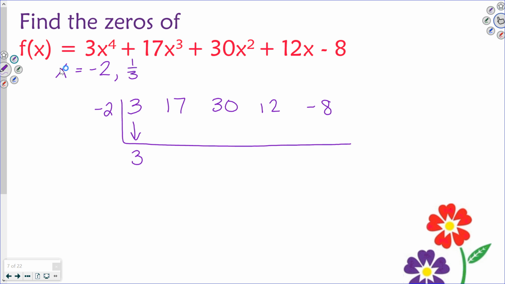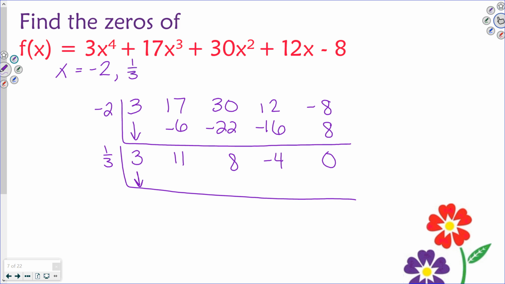Let's do our synthetic. So we multiply, add, multiply, add, multiply, add, multiply, add. And I got a 0 at the end, makes me happy. I know there's no remainder. That is, in fact, an answer. All right, I started with x to the 4th. I did the synthetic once. Where am I at now? I'm at x cubed right now because I only did it once. But I have another number that I can use now to go again.